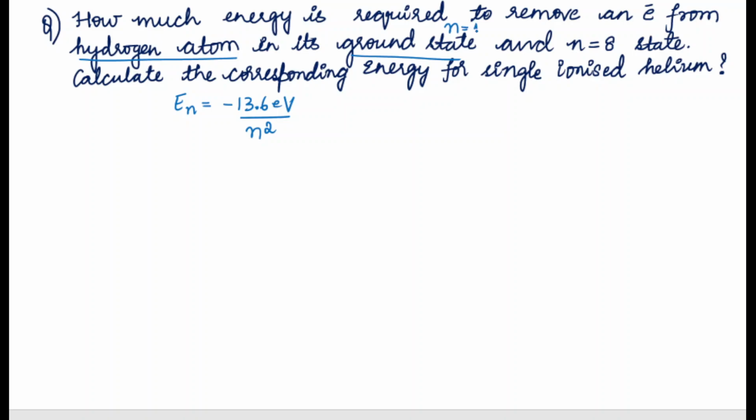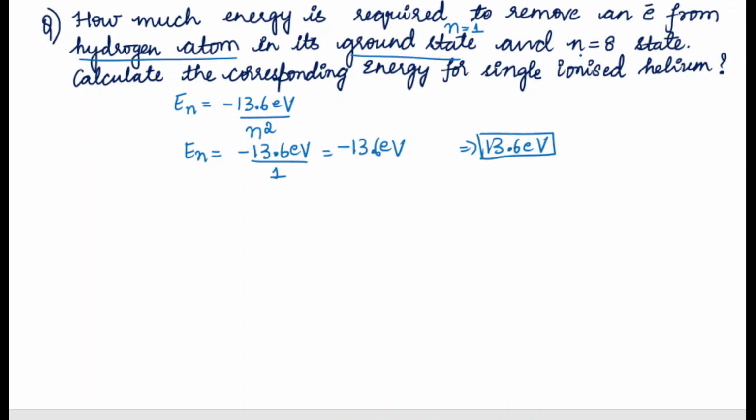So first we will see for n equal to 1, the ground state. The energy En will be equal to minus 13.6 electron volt, with n being 1. So the energy of the hydrogen atom is minus 13.6. But to remove an electron from a hydrogen atom, we need this much positive energy, that is 13.6 electron volt. I hope this question is understood by all.